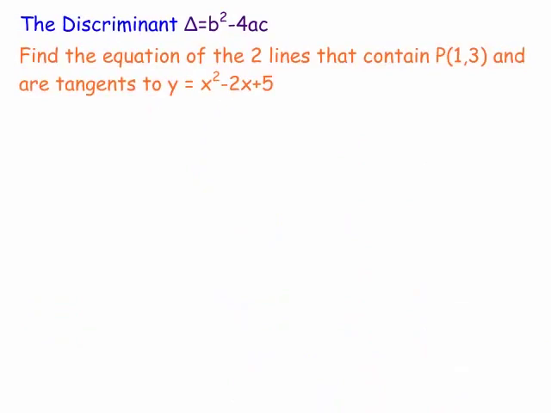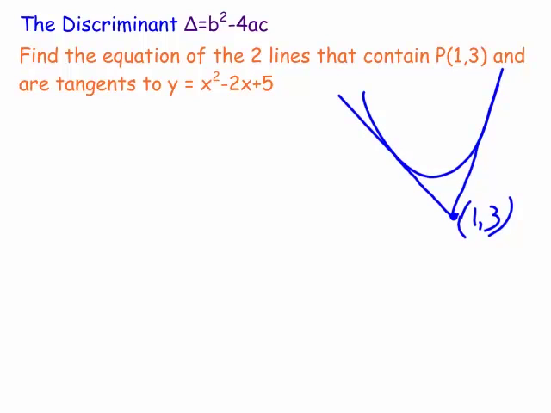Here we have a situation where we were asked to find the equation of two lines that contain a point, 1, 3, and are tangents to the line y equals minus 2x plus 5. Sometimes I like to just draw a little drawing just to see what this would look like. So we have some sort of parabola, and we have a point, this point being 1, 3, and it's sending out some tangents to this particular parabola.